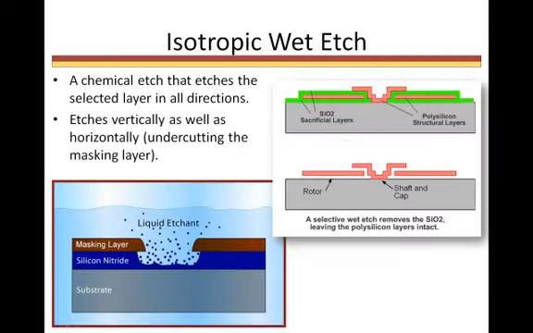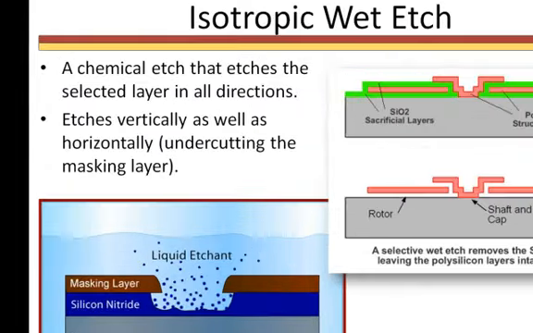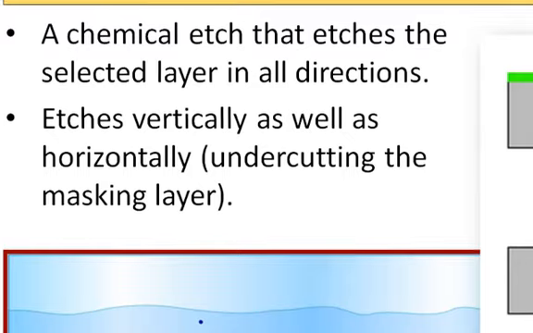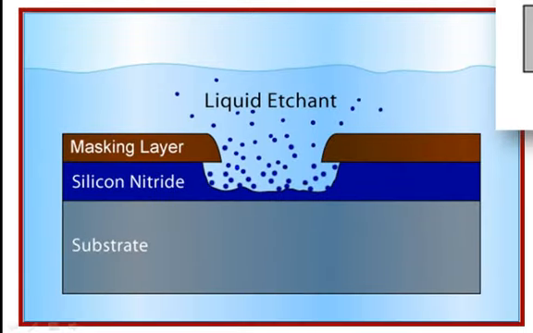In many wet etch processes, the etch is isotropic. An isotropic process is a chemical process that etches the selective layer in all directions. This image shows the silicon nitride layer being etched vertically as well as horizontally and diagonally. In other words, the etchant is etching any of the silicon nitride that it comes in contact with. But notice that it is not etching the masking layer. And once the silicon nitride is removed down to the substrate, the etchant will not etch the substrate. At this point, the etch could be complete and the wafer removed from the liquid etchant and rinsed to stop the etch.